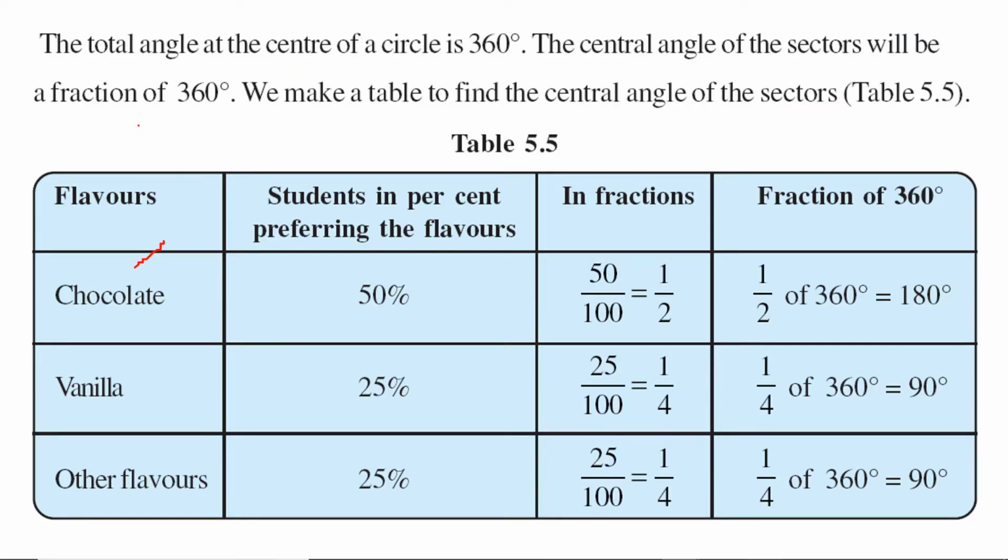So let us learn it formally. The total angle at the center of the circle is 360 degrees.